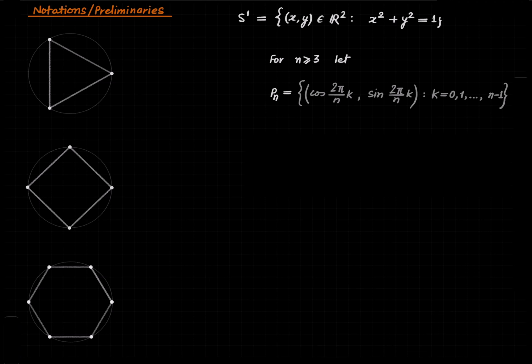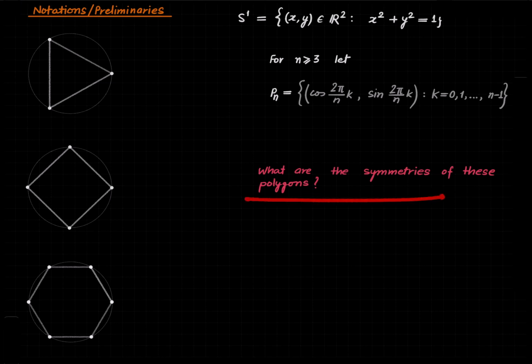Okay, and the dihedral groups are precisely the symmetries of these polygons. So what do we even mean by that? What do we mean by symmetries of these polygons? That's a vague statement. So now we will get to the proper definition.